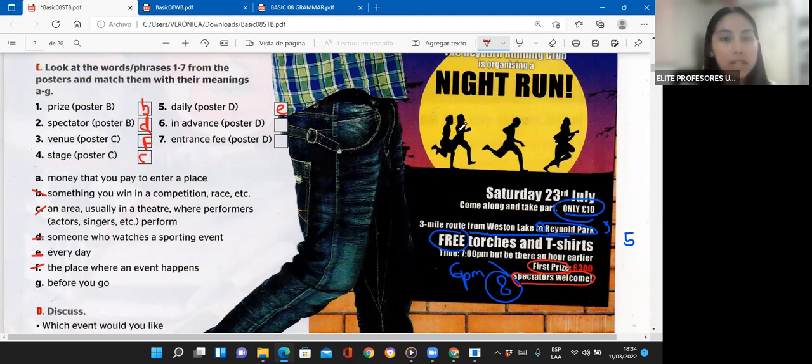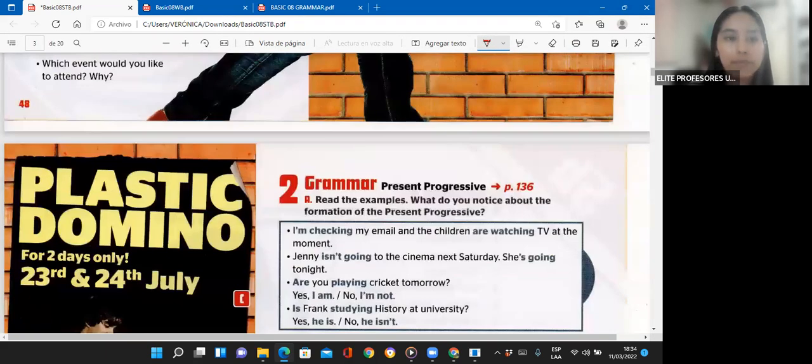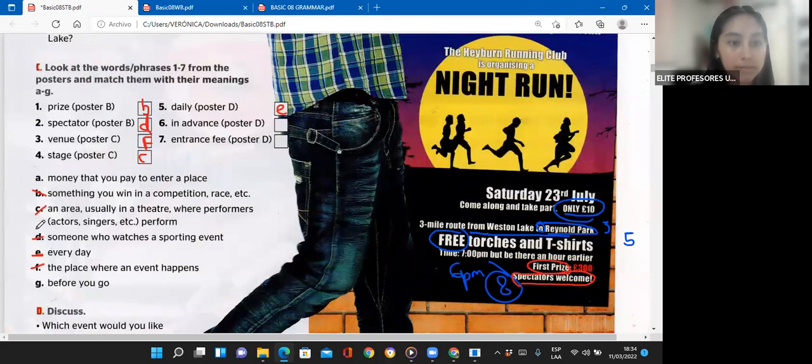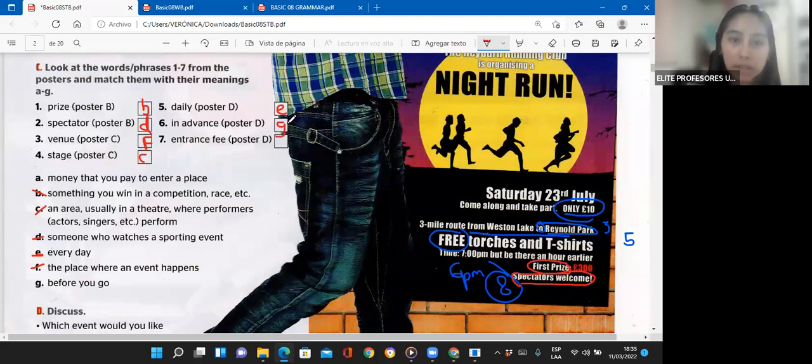What about in advance? That is in poster D. In advance, where is that? Oh, here. Call in advance. Call in advance. A or D? A or D? D. Very good. Before you go, in advance, don't forget to come in advance or to tell me in advance. Con anterioridad. Okay. And that is so easy, right?